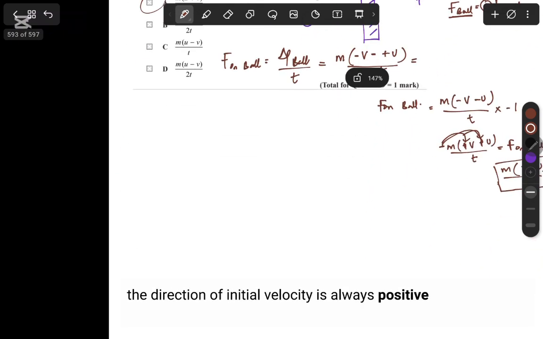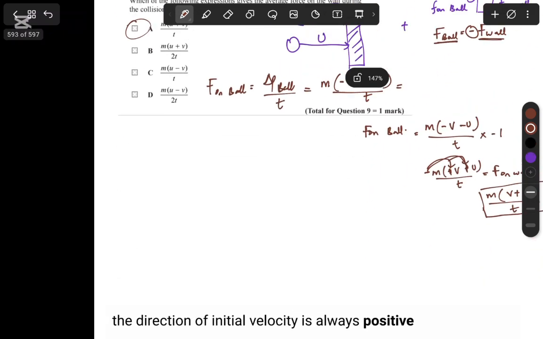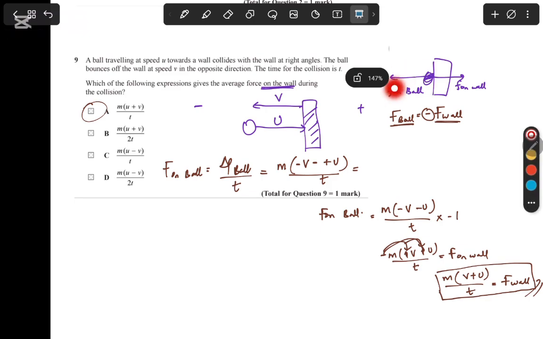Remember, whenever you want to go through these questions, first of all, connect it to Newton's third law. Understand these types of equations. Force on the wall is equal to the change in momentum. Force on the ball is equal to the change in momentum of the ball divided by time. We were talking about the force on the ball and the momentum of the ball, and then understand this Newton's third law pair.